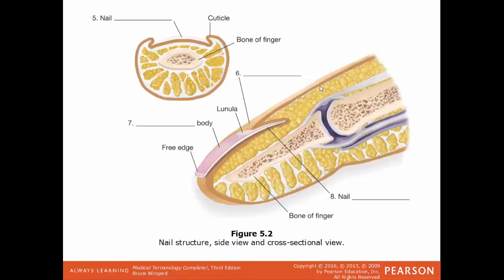Here's a cross-section, and also a side view of the tip of a finger and the fingernail and the nail bed. The nail body, part of the nail that you see. The free edge, part that sticks out just over the end of the fingertip. The lunula here, and also the cuticle here, where the skin meets the part of the nail.